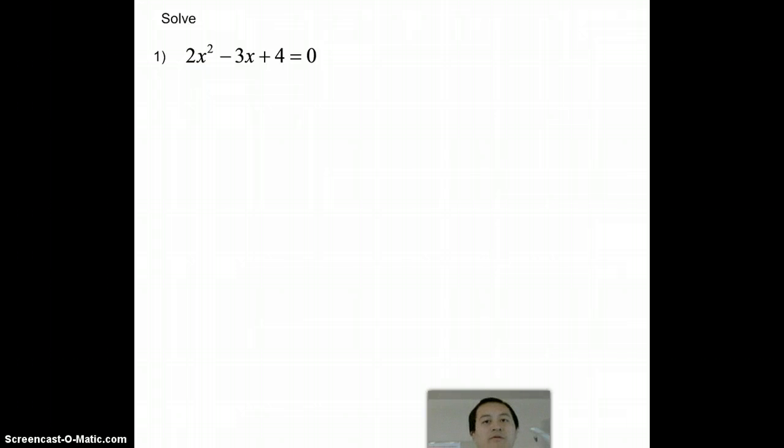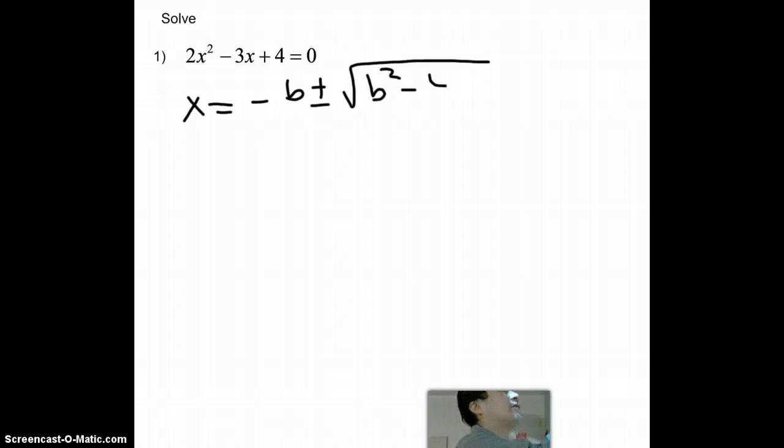Now, every time you use a formula, you have to write the formula out. So I'm using the formula, I got to write it out. And why do I do that? So it helps me remember it. X equals negative b plus or minus square root of b squared minus 4ac divided by 2a.